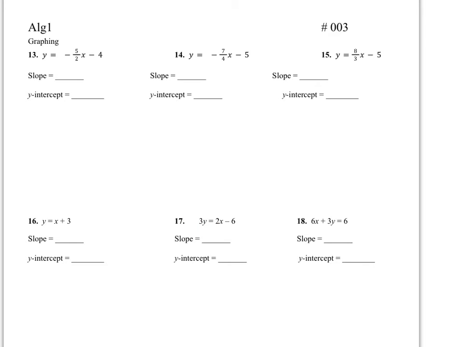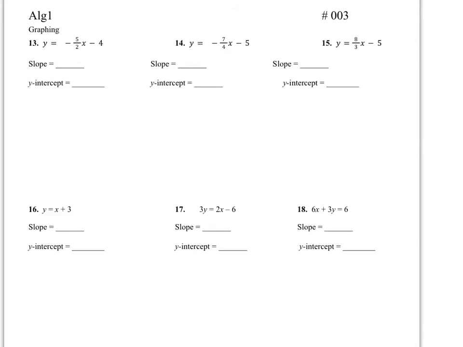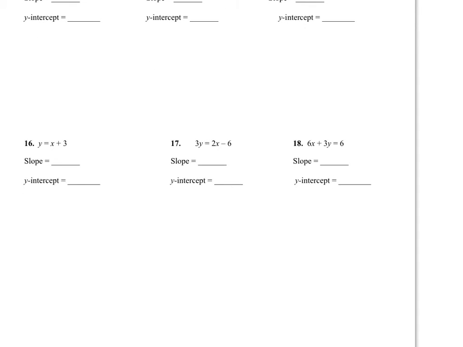The next example I'm going to go to is example 18, so this is on the back side of your sheet. One thing I want to point out is that examples 13, 14, 15, and 16 all have y already isolated, which is why we're so easily able to identify the slope and the y-intercept. But you'll see on examples 17 and 18, y is not isolated. So that's actually going to be my first job.